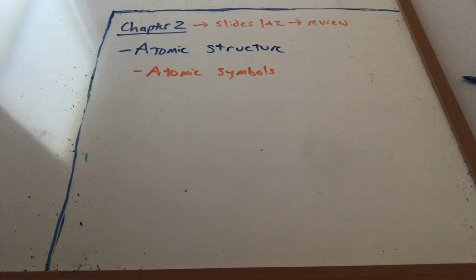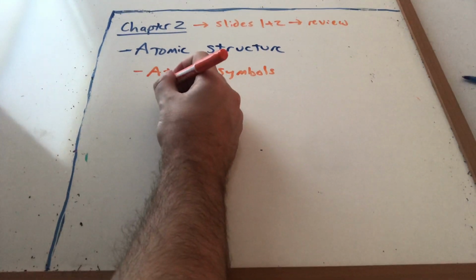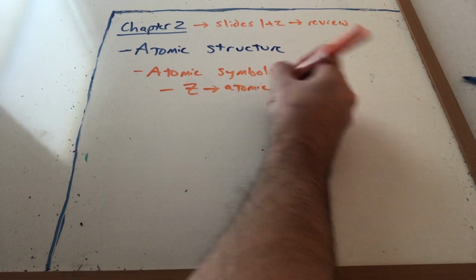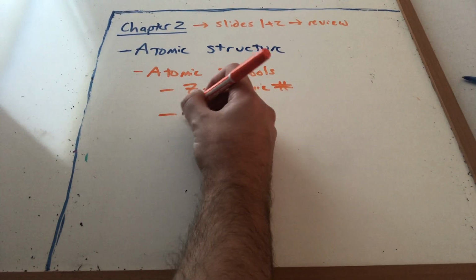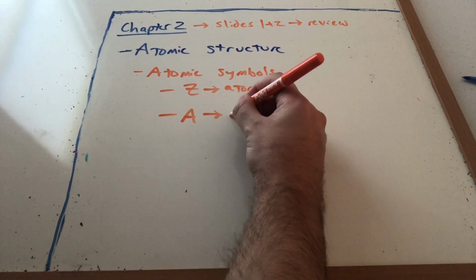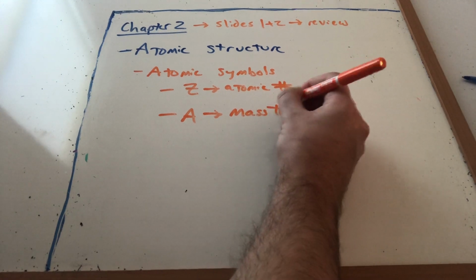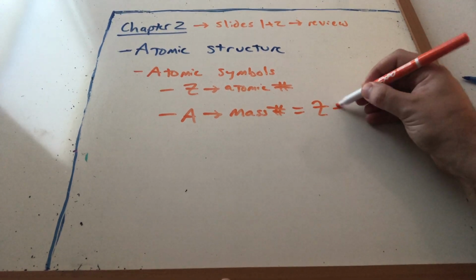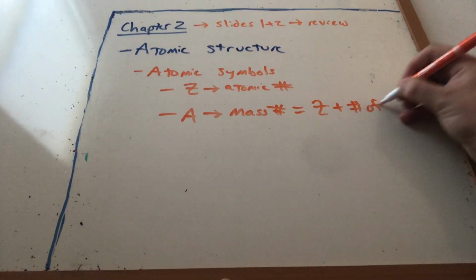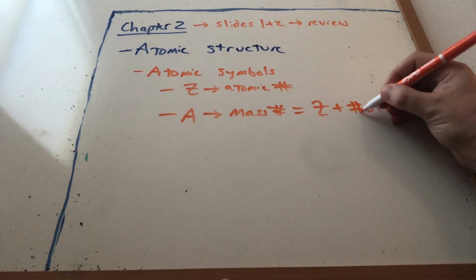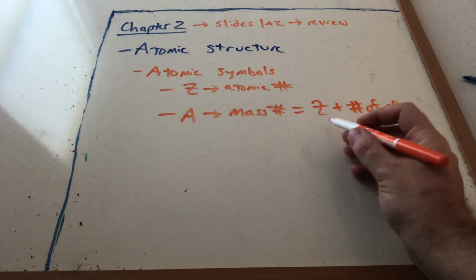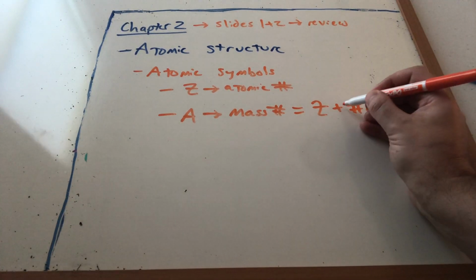And essentially what atomic symbols do is they organize a bunch of information into a nice concrete little picture, all right? Atomic symbols have Z, which we know is the atomic number. They also have A, which is known as the mass number. And we find the mass number by adding the atomic number plus the number of neutrons. Remember, the atomic number is the number of protons. The mass number is the number of protons plus the number of neutrons.